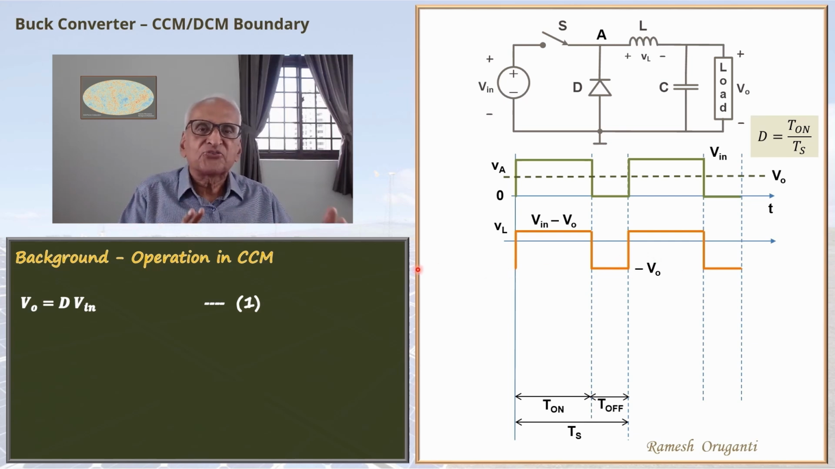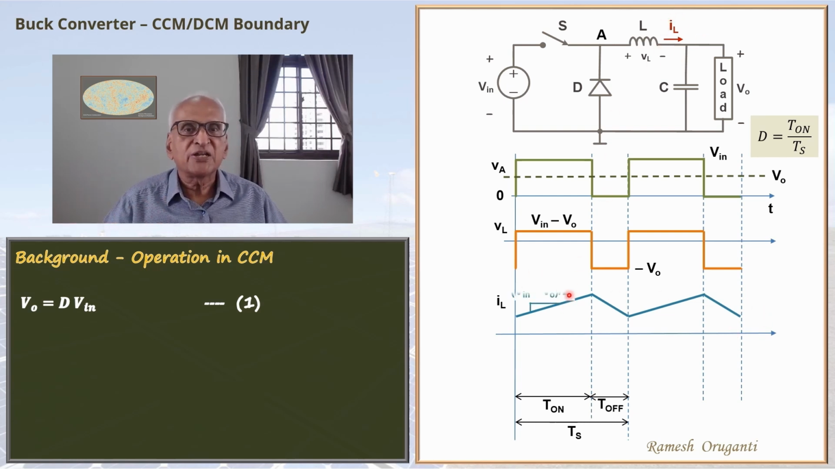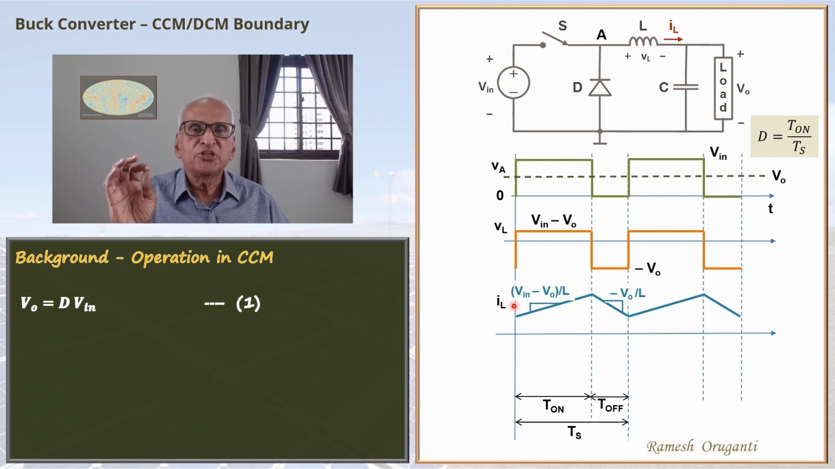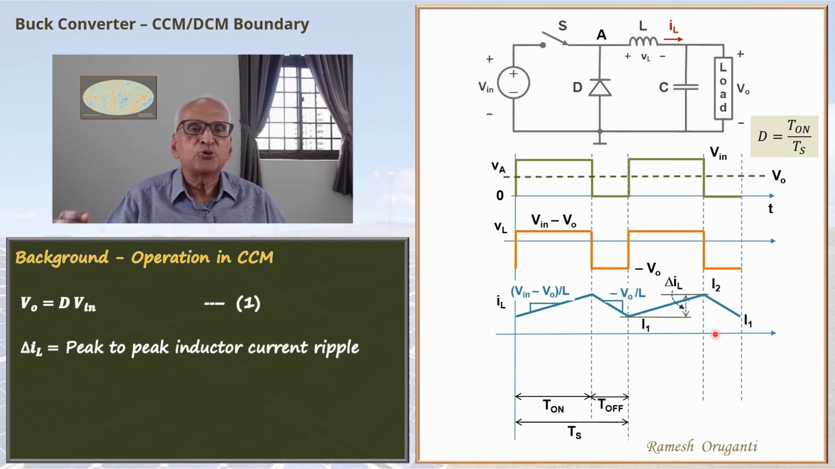The rate of change of current in the inductor will depend on the voltage across the inductor. So we can plot the inductor current as shown. The slope during the on interval is V in minus V naught by L. Inductor slope during the off interval is minus V naught by L. So the inductor current goes from I1 to I2 with a slope of V in minus V naught by L and returns to I1 with a slope of minus V naught by L. Delta IL is the peak-to-peak ripple current, that is I2 minus I1.